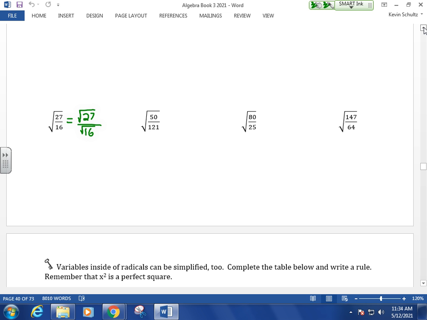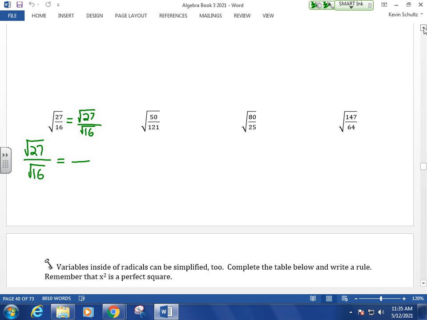If you have two perfect roots, or whatever they're called, do you just leave them as is? Yeah, good question. I'll come to that after we do them here. So we can rewrite this to be the root of 27 over the root of 16, and we're going to deal with each of those separately.